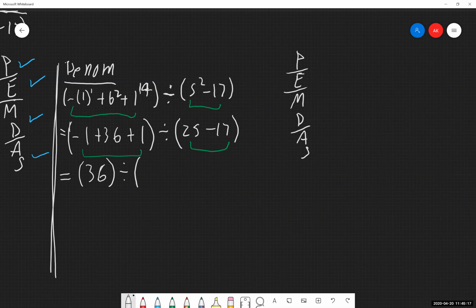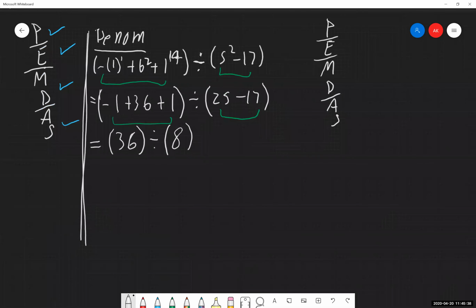In the second set of parentheses, I've got 25 minus 17. If you need to use your calculator to get that figured out for yourself, you are welcome to. I'm getting 8 from that. So from here, I have 36 divided by 8. Can write that out for ourselves if we need to, or put that as a fraction. 36 divided by 8. Reduce that down. It's going to be 9 over 2.